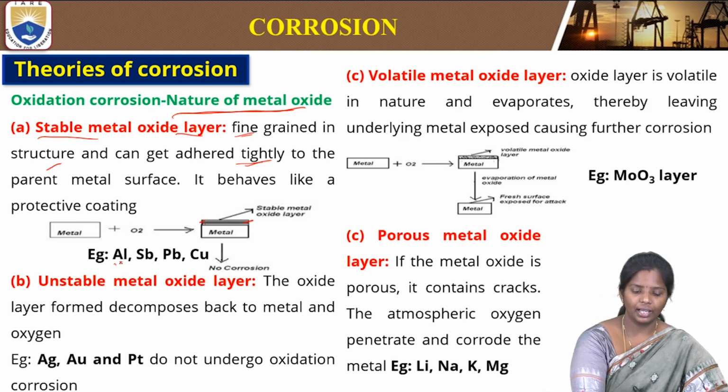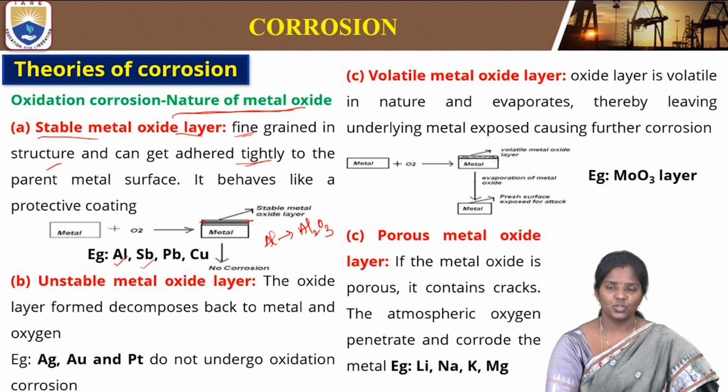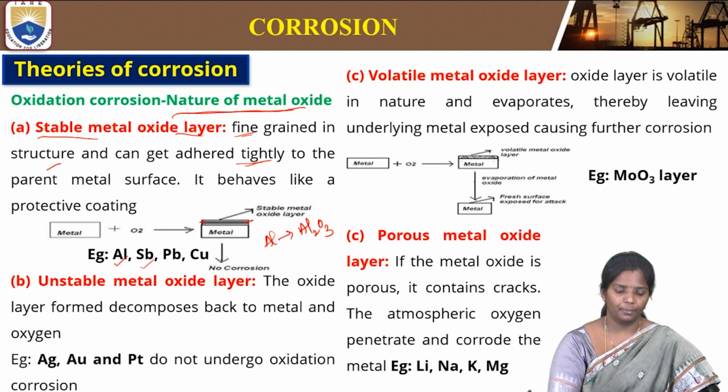Examples are aluminium, antimony, lead and copper. For example, as we know, once aluminium forms aluminium oxide, it doesn't react again. That itself acts as a protecting layer, avoiding further corrosion of that metal.